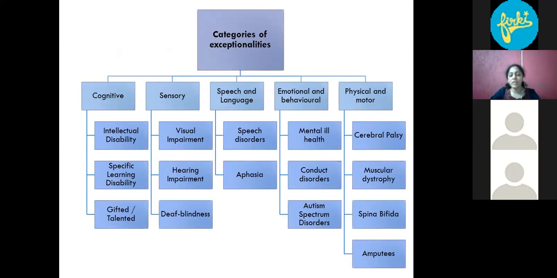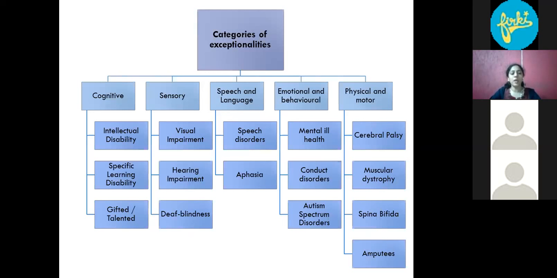On this particular webinar, we are going to be focusing only on disabilities and only on specific learning disability as a condition. So when I look at the categories of exceptionalities, we can categorize them into these five. One, the exceptionalities can be based on cognitive capacities, or sensory capacities, or speech language capacities, emotional and behavioral capacities, or lastly, physical and motor capacities.